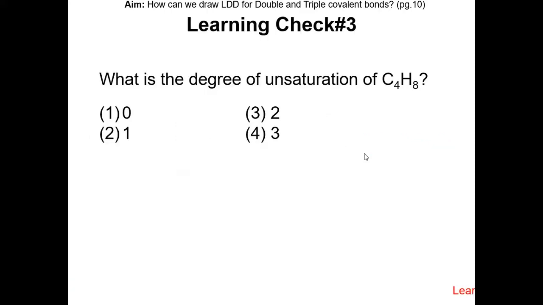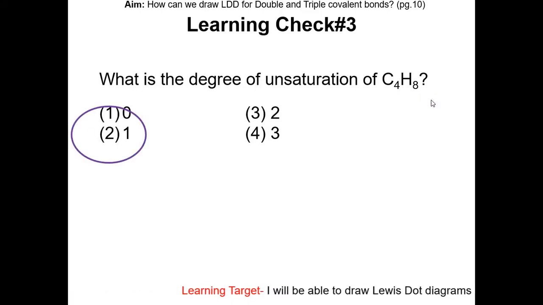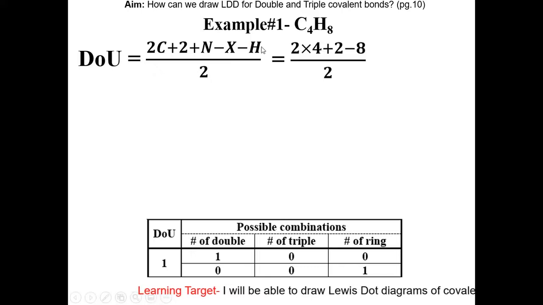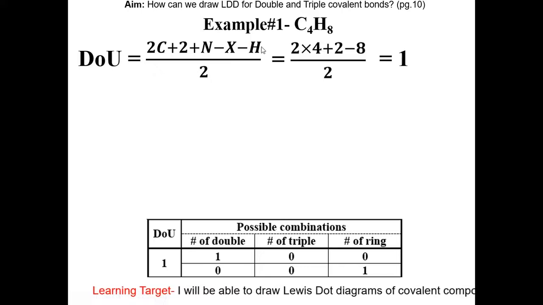So let's do an example. Learning check number 3. What is the degree of unsaturation of C4H8? Pause the video and resume once you complete it. So using the equation, you'll get that the degree of unsaturation is 1. So let's plug in the numbers into the equation, and we get the degree of unsaturation is 1. So what does that mean? That means we either have one double bond or one ring in the molecule.